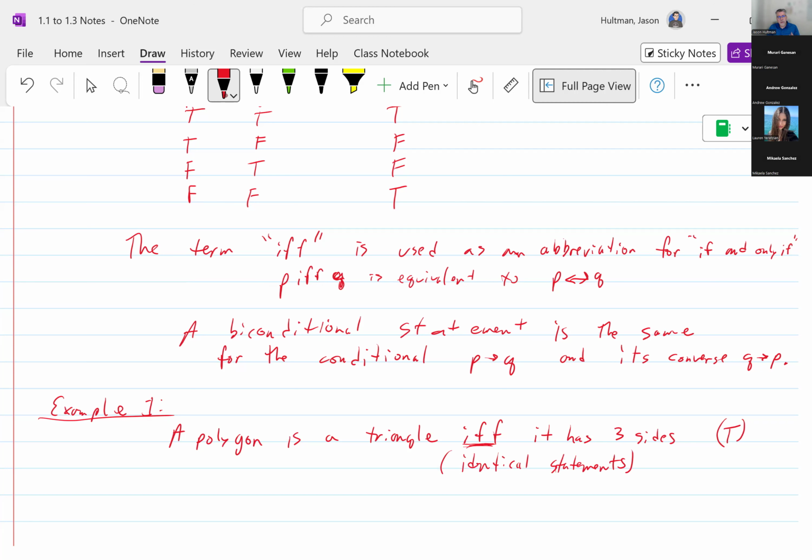Basically, when we start talking about definitions, a definition is itself. It's what is being defined. If we define a triangle as a three-sided figure, then the triangle is a polygon with three sides. And a polygon with three sides is a triangle. It is the same thing, identical statements.